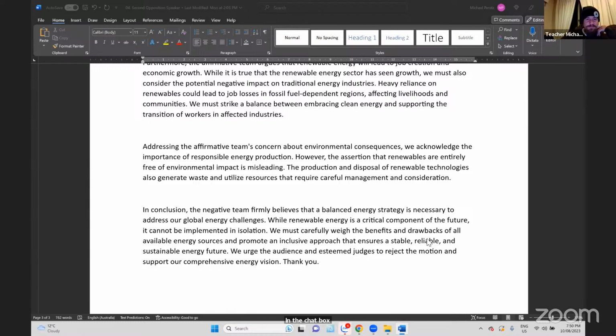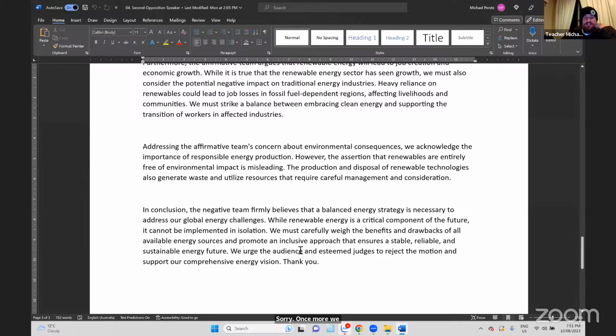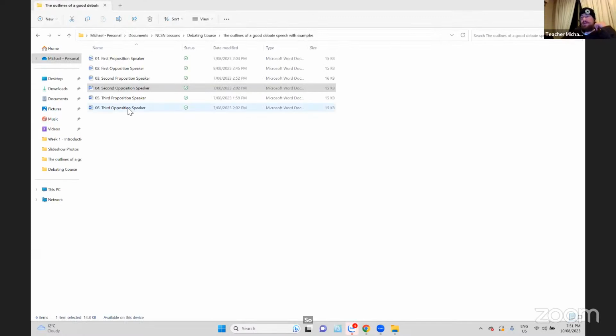So once more, we make a claim to the audience and the judges, support our point of view, reject the motion, and believe our side of the debate. So, on to the third opposition speaker. Let's see how they close out their case.